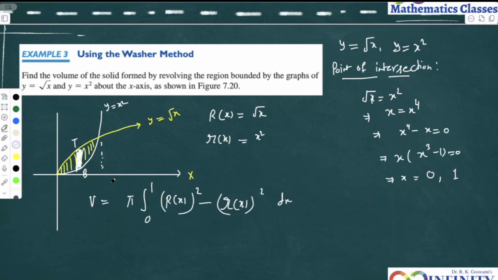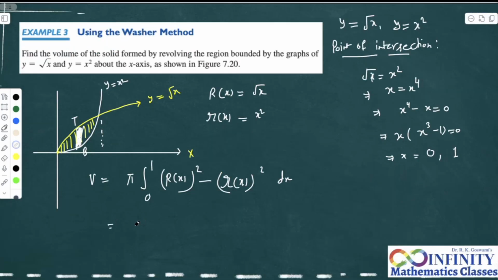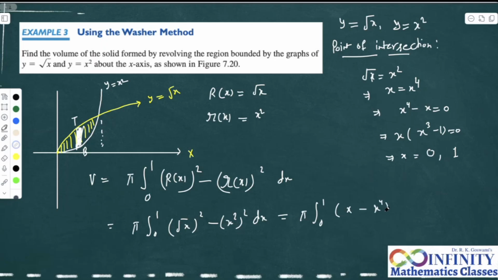So this is the formula. Just plug in the values, 0 to 1. It is the square of square root of x minus the square of x square. Square root of x whole square is going to be x. X square whole square is going to be x power 4. You can easily calculate the volume. Can you please tell me what is the volume there? Use your pen and paper, try to solve, and tell me the final value.